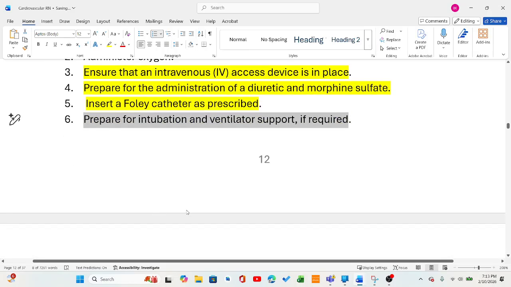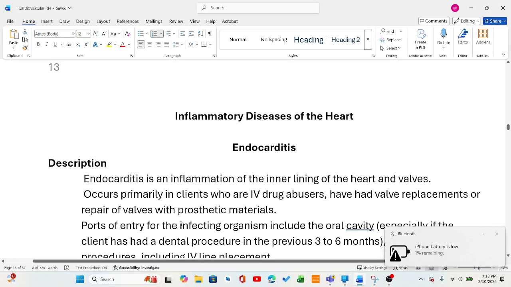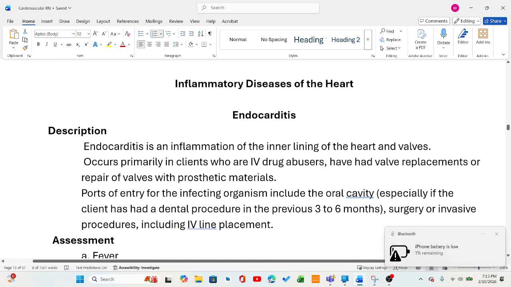If everything fails, you prepare the person for intubation or ventilator support if there's a need. So the whole thing will now turn into a cardiac problem. What do you call it? Respiratory problem.